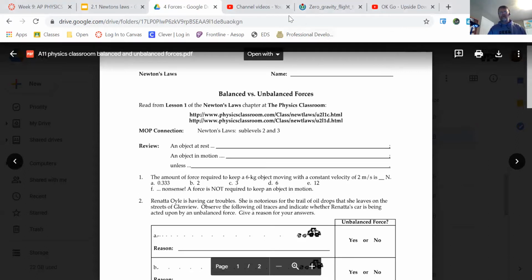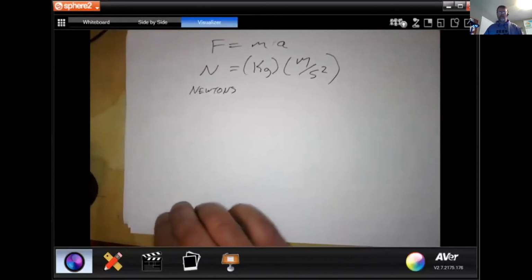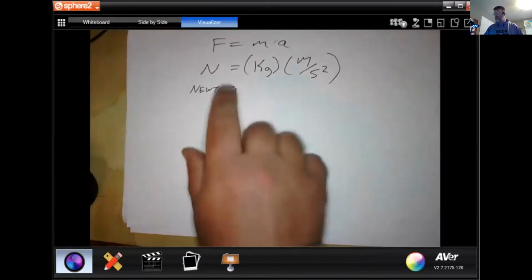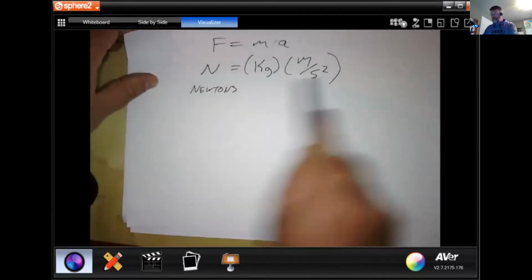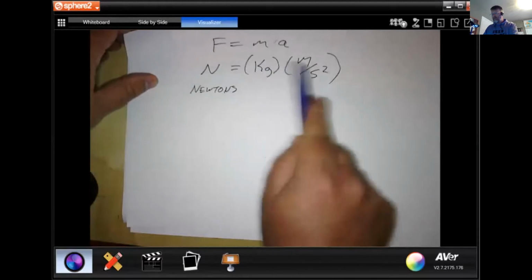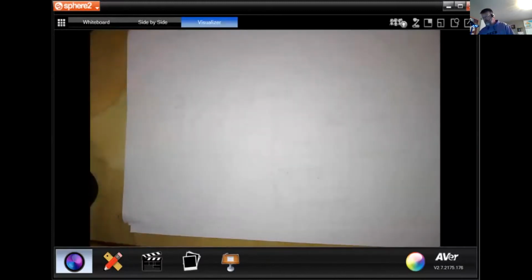Okay, so if we switch over to over here. All right, so question 1 was asking about the amount of forces. So once again, let's make sure we have our units correct. These are the units of newtons. If we change any of these units, we no longer get newtons. So let's make sure we have that correct.